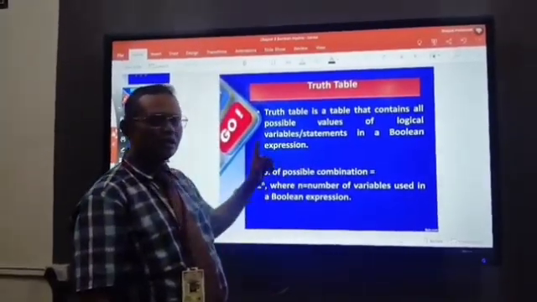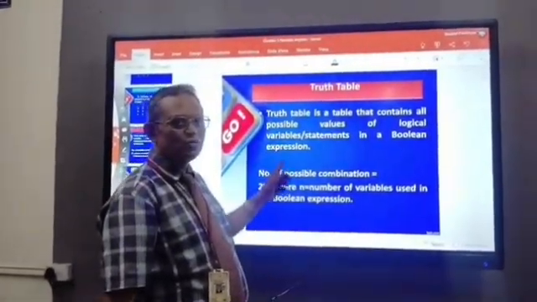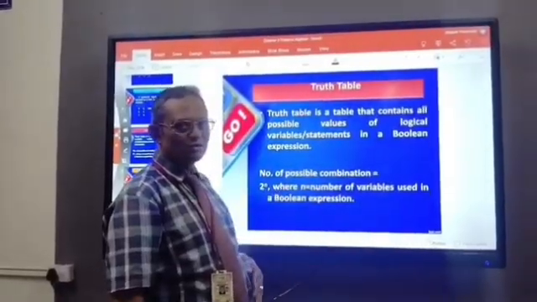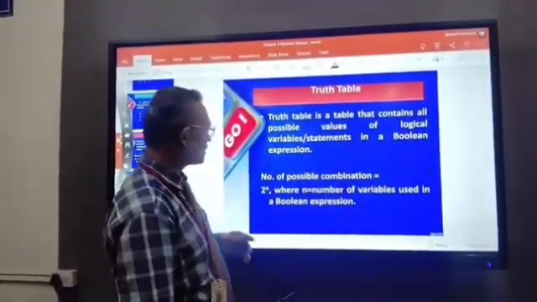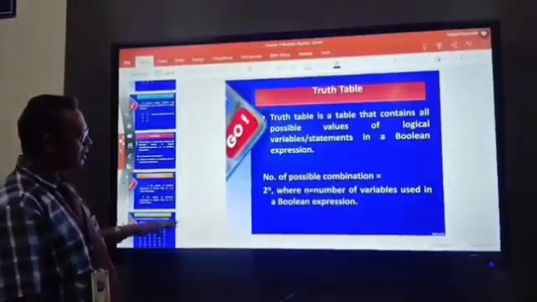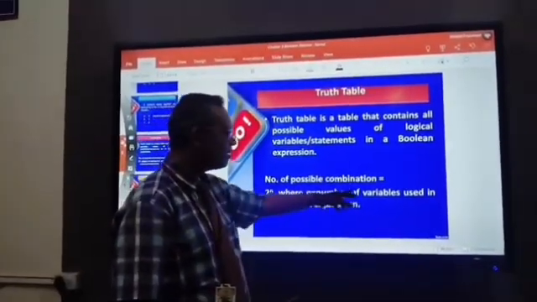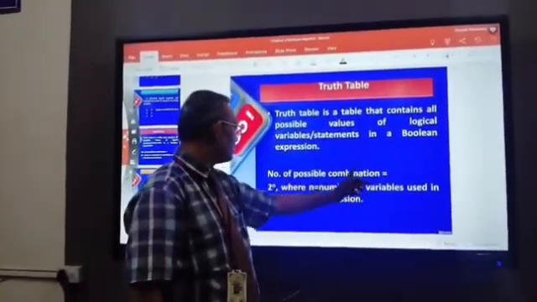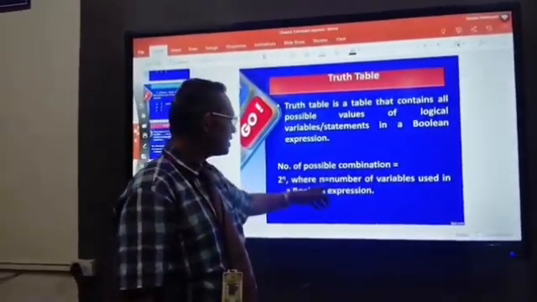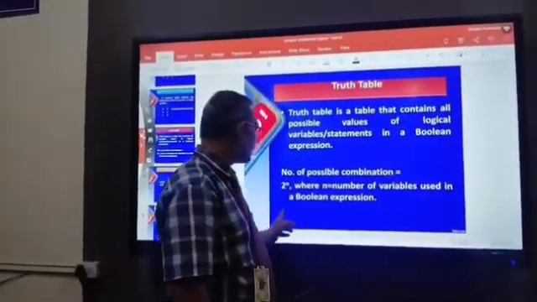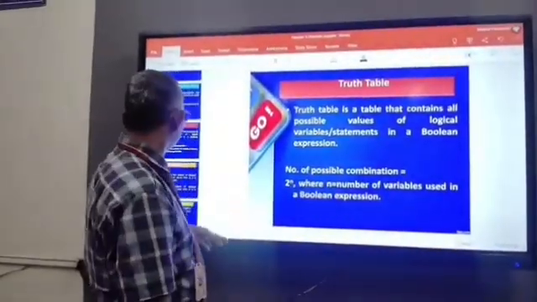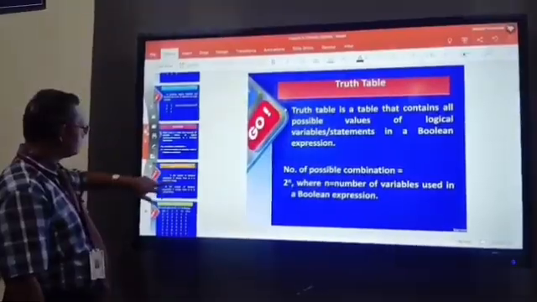Suppose there are 3 inputs, you will have 2 power 3 equal to 8 different possible combinations, which we will see in the next classes. As I told already, the number of possible combinations of inputs is equal to 2 power n, where n is the number of variables used in a Boolean expression. So this is about this.